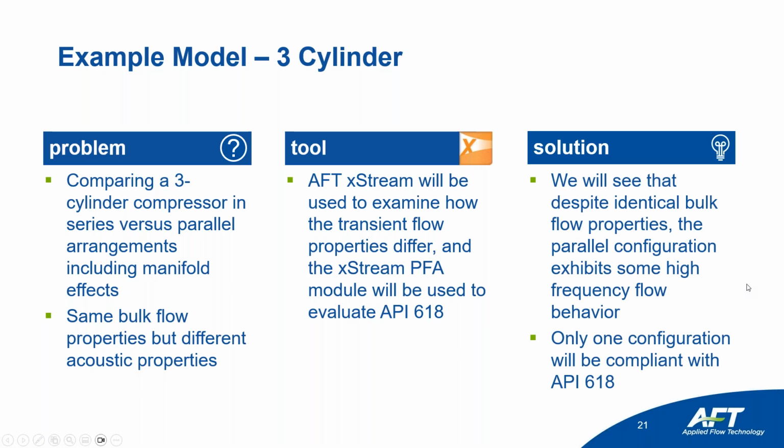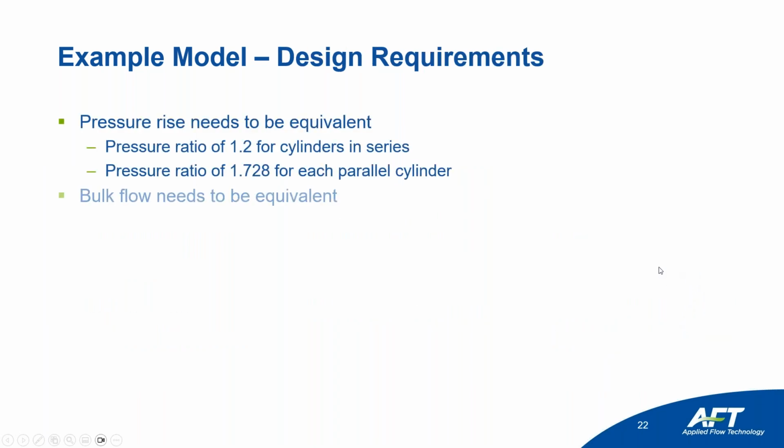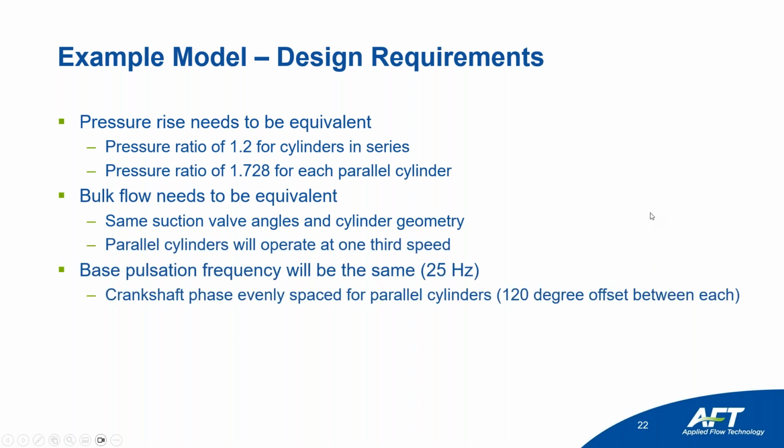And we'll see that the bulk properties are the same, but that the parallel configuration will exhibit some high frequency flow behavior. And only one of these configurations will be compliant with API 618. So there's some tweaks that we have to make to the design besides adding more cylinders. So the pressure rises need to be equivalent. So we'll want a pressure ratio of 1.2 for each of the cylinders in series and 1.728 for each parallel cylinder.